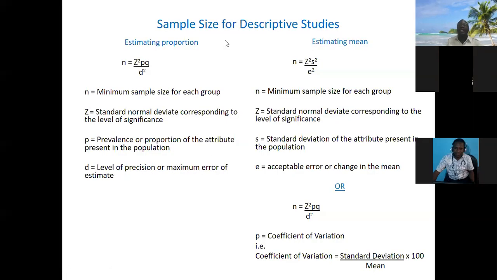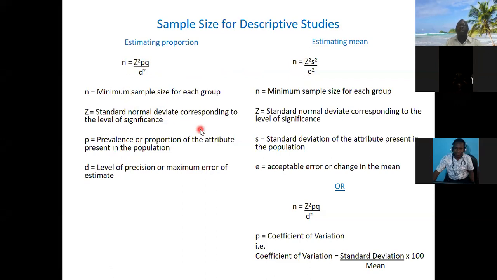So you will see here what I wanted to show you, the note here. You will see here that Z and Z are the same. The only thing I didn't put here is Q. The Q is 1 minus P. That's P, that's Q here.